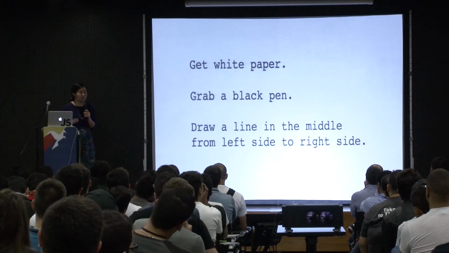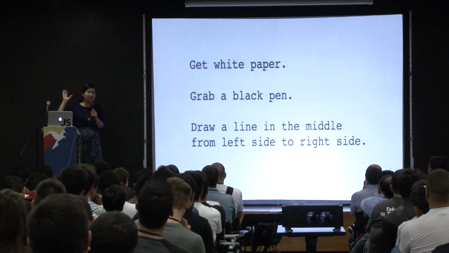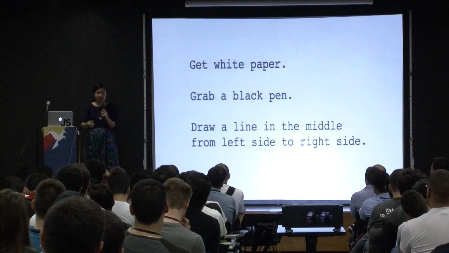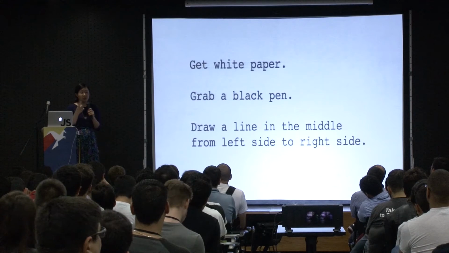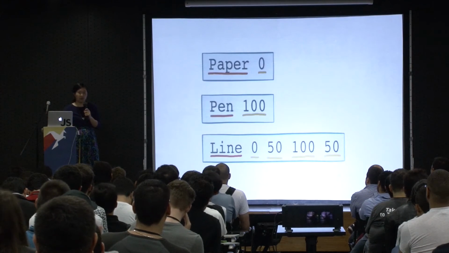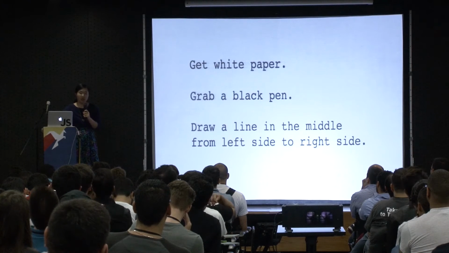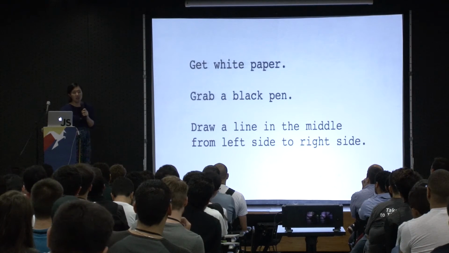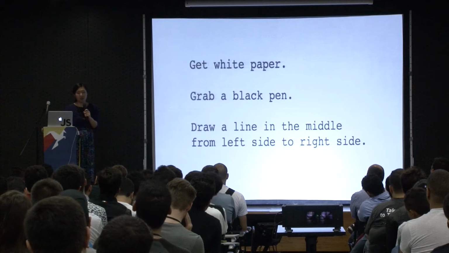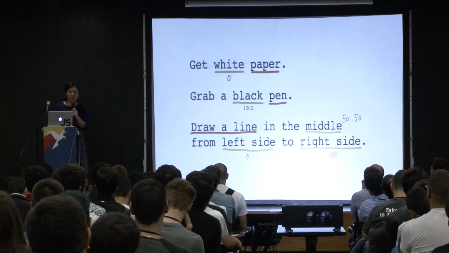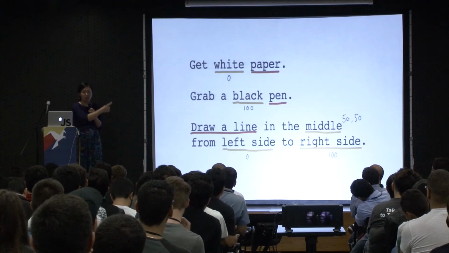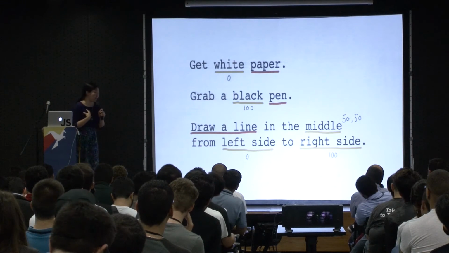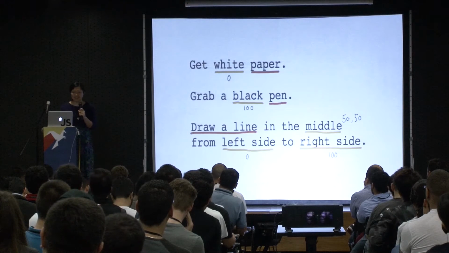The next step is called transform. Now, you have to change this text into a picture. As a compiler, you need to do those steps. So you translate it to something that you can act on. In this case, we translate it to human readable language. So paper 0 becomes get white paper because 0 is white. Pen 100 becomes grab black pen because 100 is black. And then a line becomes draw a line in the middle from the left side to the right side. So you can annotate this code by where those numbers were and where those commands went. But we just translated it into, sorry, not Japanese, it's Japanese to me, but human understandable language.